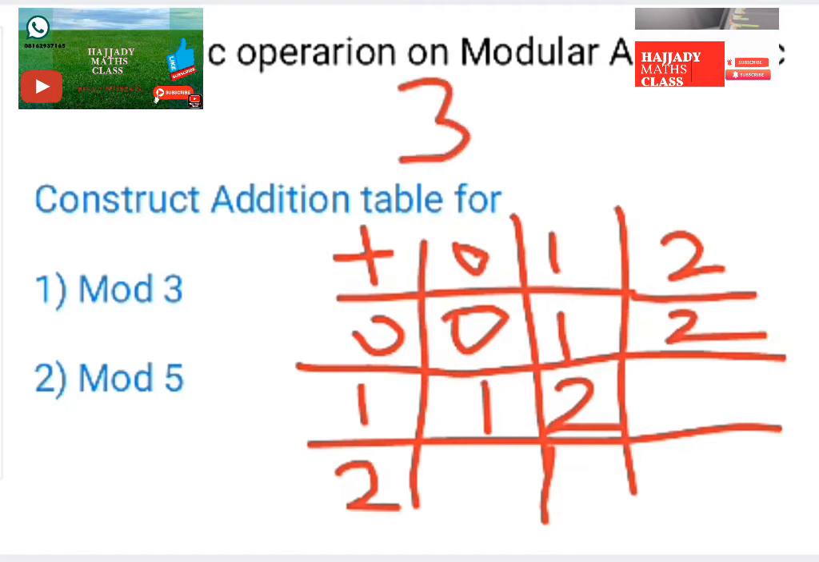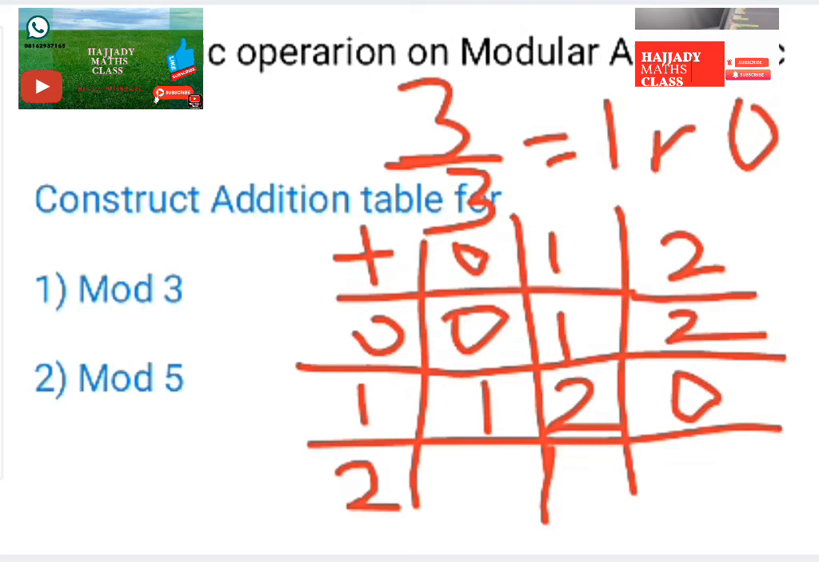3. But don't forget, we are working in mode 3. And for you to do this, that means you divide this by the mode, which is 3. And here we have what? 1 remainder 0. Like I told you, we are more interested in the remainder. So here you have what? 0. You come back to 0. 1, 2, 0, 1, 2, 0, like that.